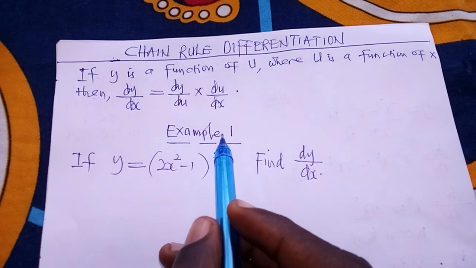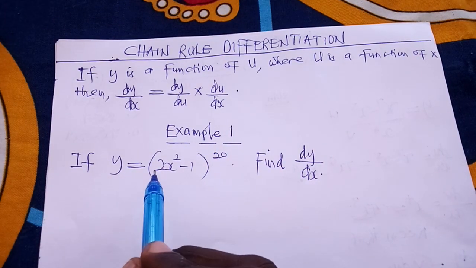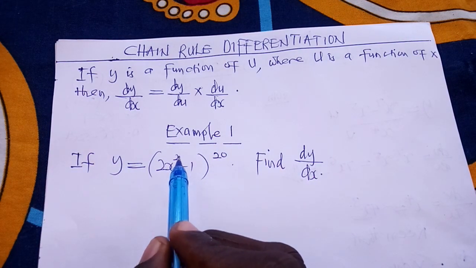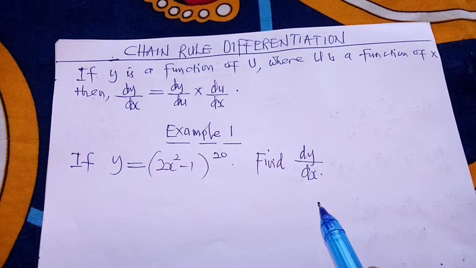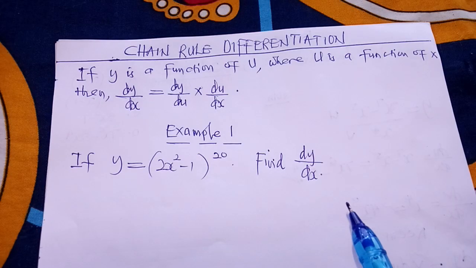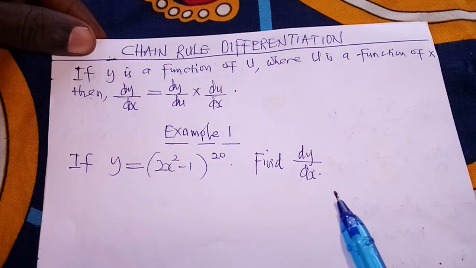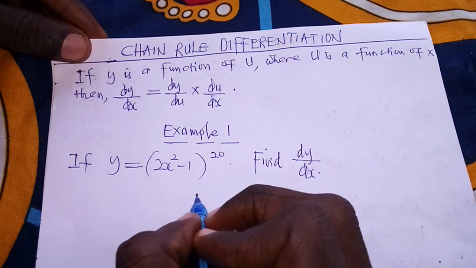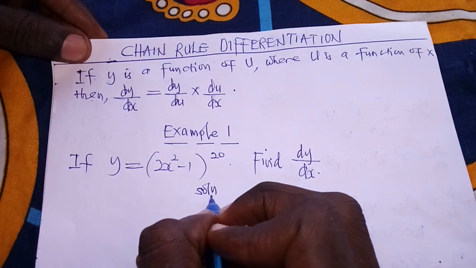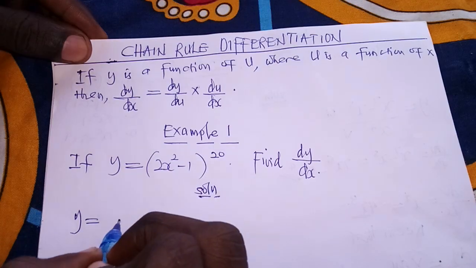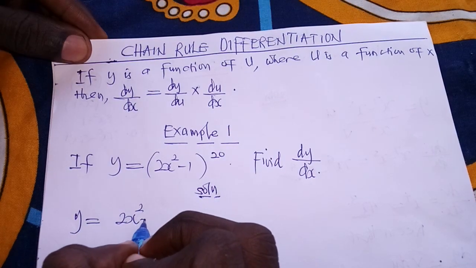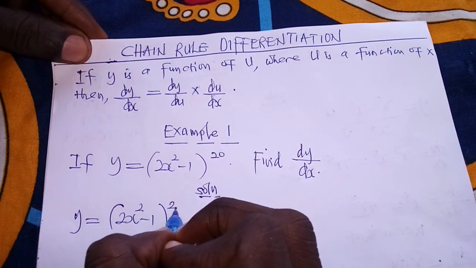Then let's look at example 1. It reads: if y is equal to x square minus 1 raised to the power 20, find dy upon dx. This is chain rule. Stay cool and watch till the end. Then we say solution. If you are given y is equal to x square minus 1, everything raised to the power 20.